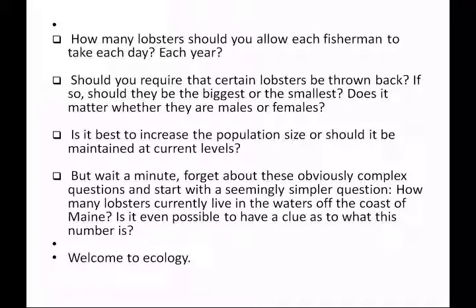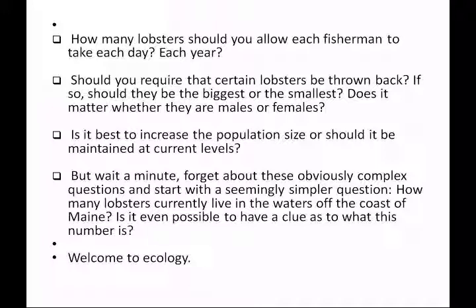If you do it after mating season or after spawning season, is that going to be different than if you allow just a company to take a certain amount per year? Should you require that a certain sized lobster be thrown back? If so, do you throw back only the small ones, or only the big ones that are capable of producing offspring? Does it matter if you throw back males or females?